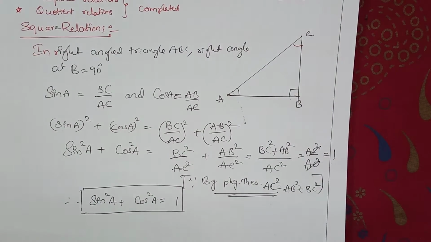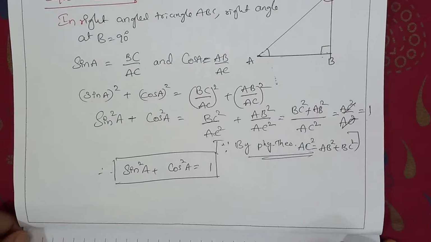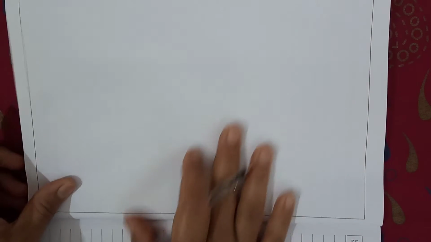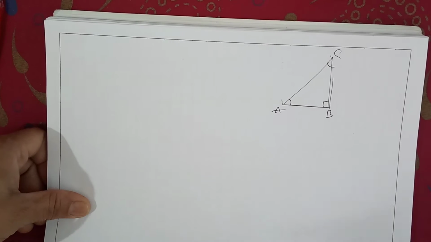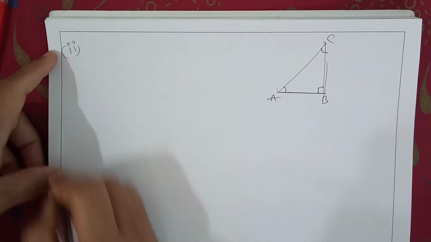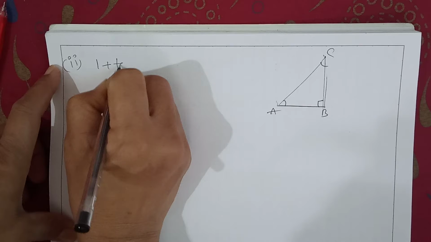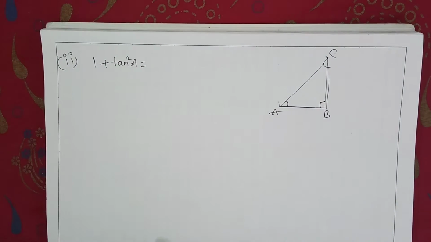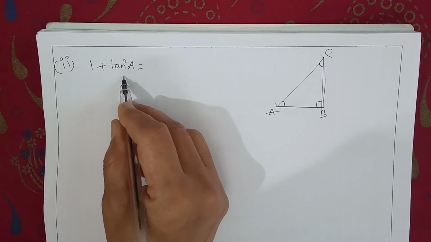In that way, I will explain two more identities, two more relations of the squares in trigonometry. Yes, children, the second one now: 1 plus tan square A, which is equal to, what is tan?